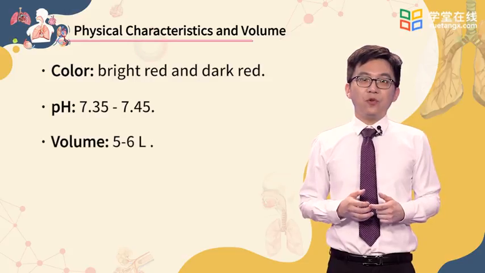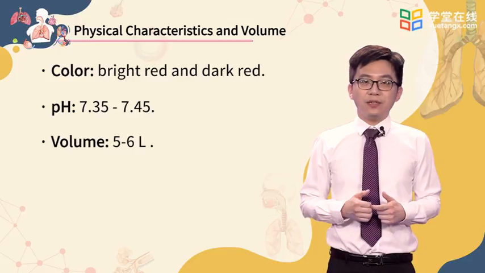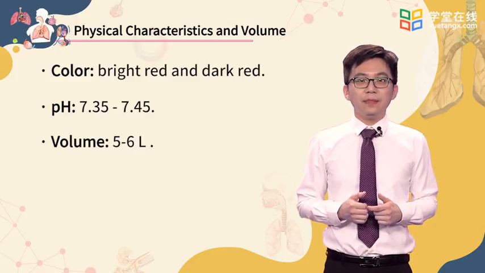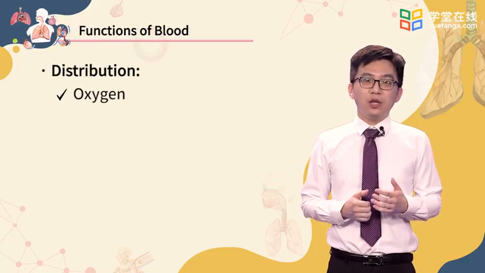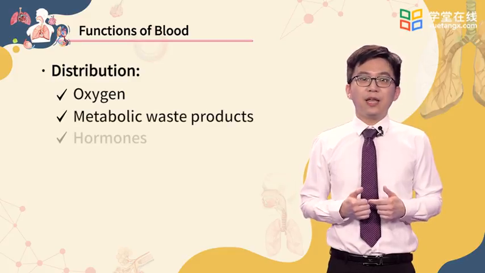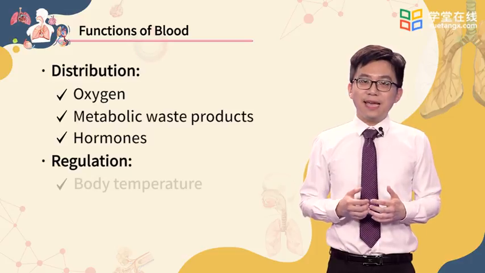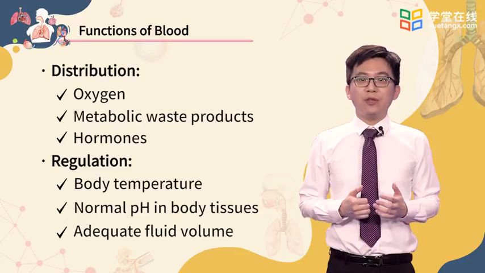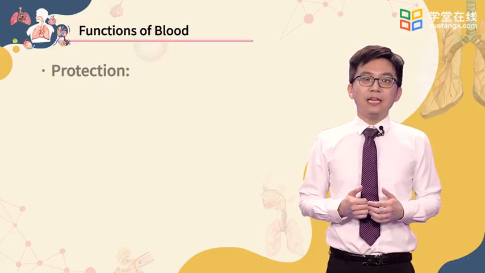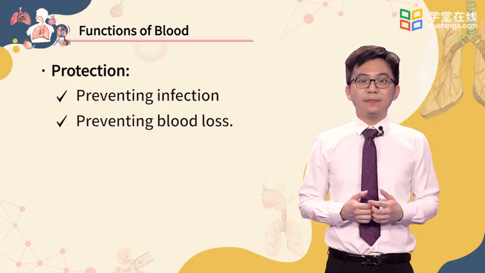The average blood volume in a healthy adult male is 5 to 6 liters, somewhat greater than a healthy adult female, 4 to 5 liters. Of course, one of blood's main missions is to transport oxygen, nutrients, waste products, and hormones around the body. But it also helps to regulate and maintain body temperature, pH level, and circulatory volume in your body. Plus, it protects you from infection and from excessive blood loss.